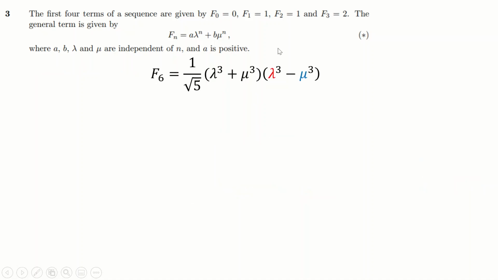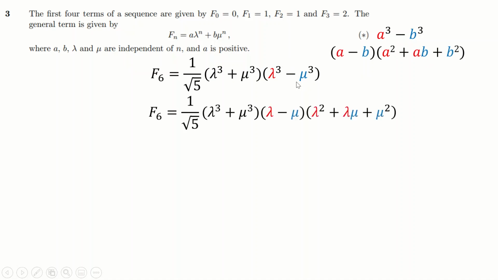Okay, and now this gets even better because now we look at this and we think, well, that's a difference of cubes, but we've already done in this video a difference of cubes. That became that. So I can do the same thing here, right? I can separate it out into lambda minus mu, and then this is just the same as this, just with lambda and mu instead of a and b, right? So I can do that.